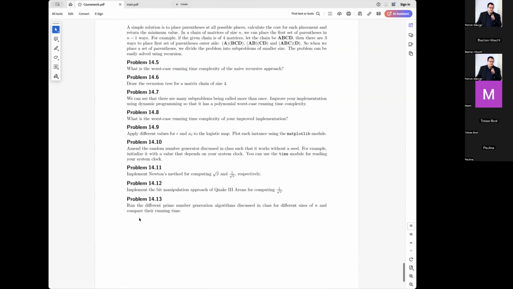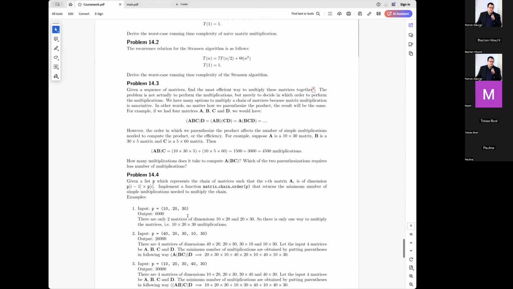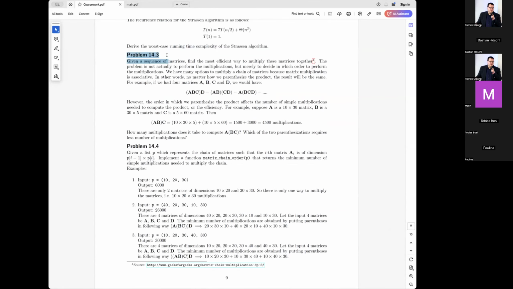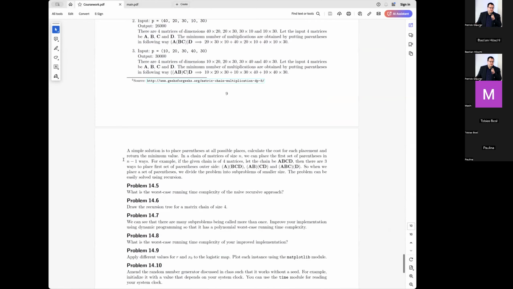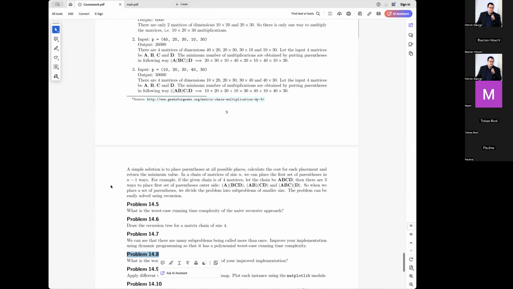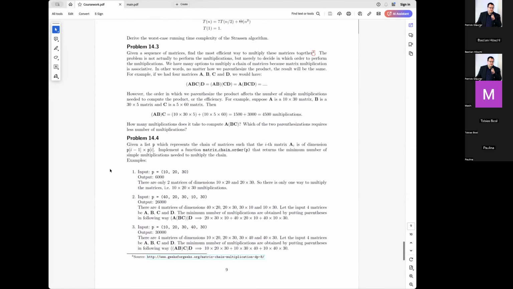There are also some problems on the fast inverse square root. So here the Newton method, and then the bit manipulation if you wish. There are other problems in here about algorithms we have not discussed. However, there are some problems starting from problem 14.3 up to 14.8 or something, which also address matrix multiplication.